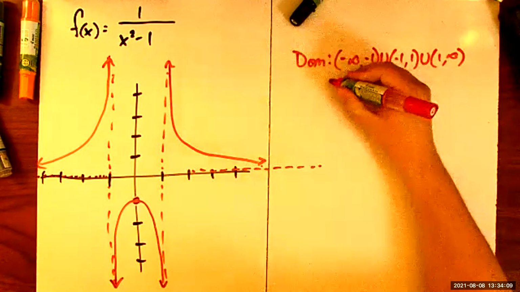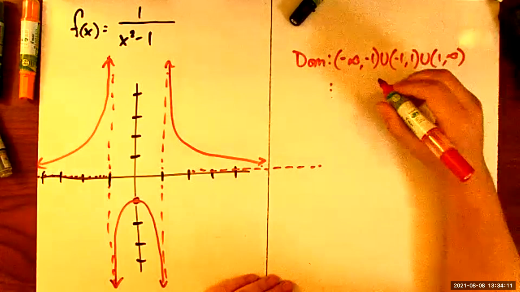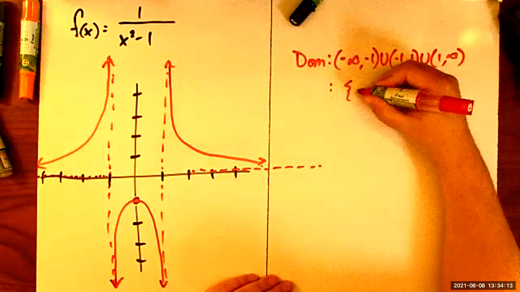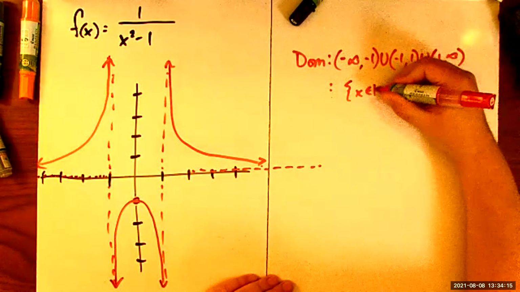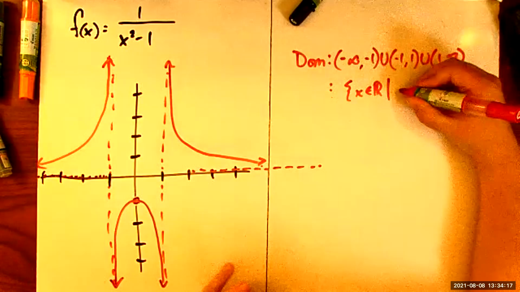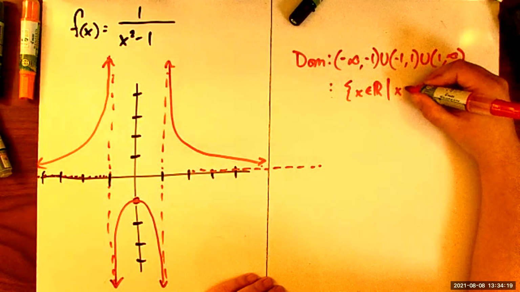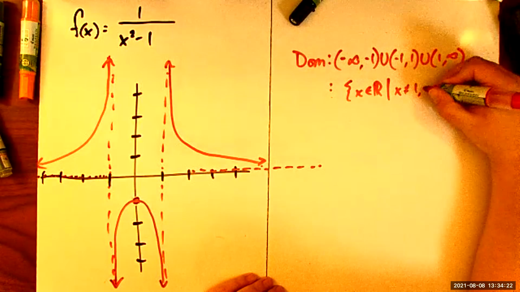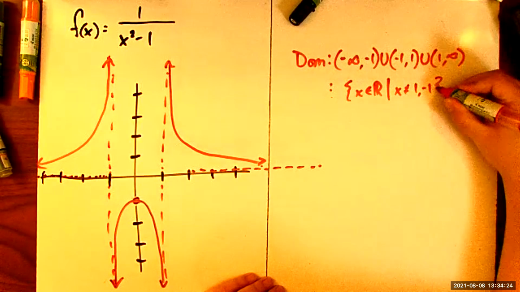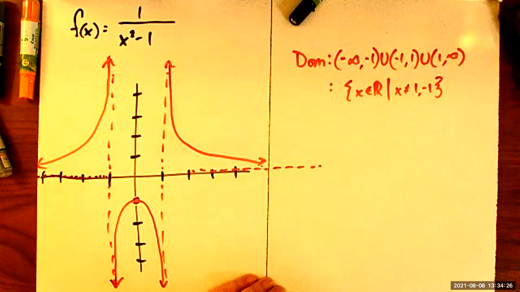Another way of writing this is we could say that this is the set of all x element of the real numbers such that x is not equal to 1 or -1. It's kind of a clunky way of writing it, but it works.